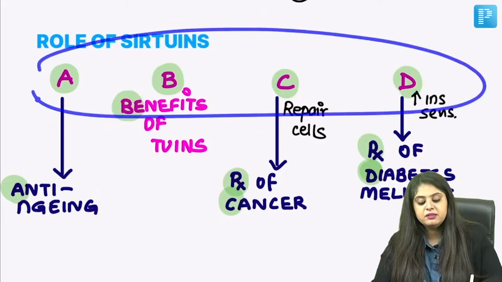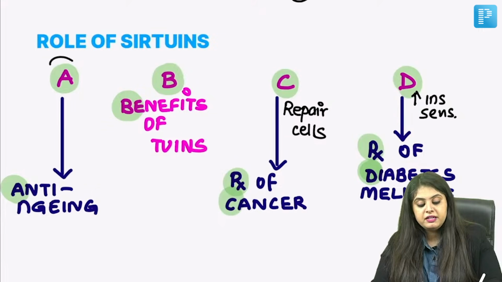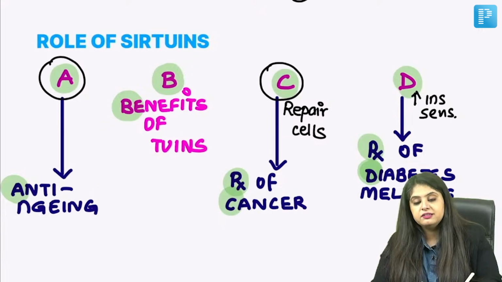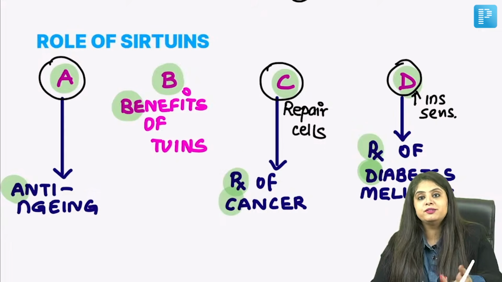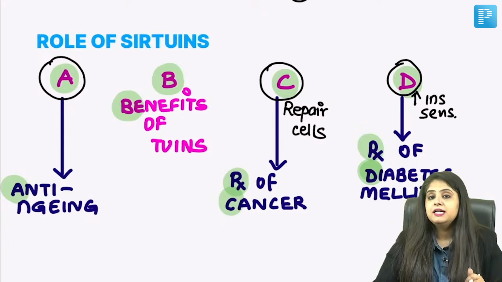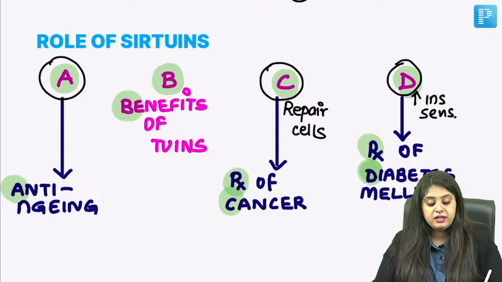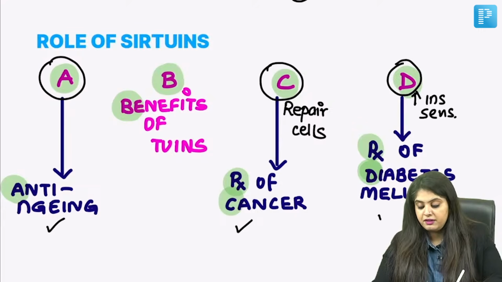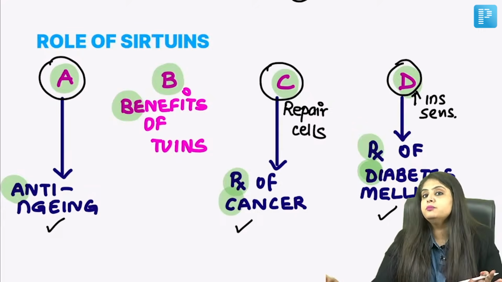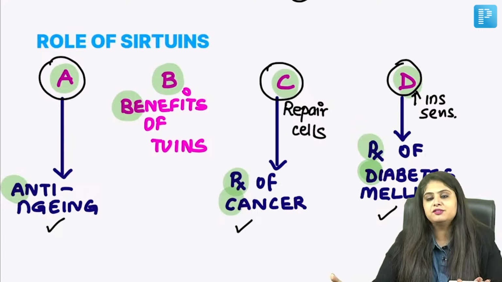So now tell me, what are the benefits of Sirtuins? Number 1, it will help in anti-aging. It will repair the cells, so it will be used in treatment of cancer. Number 4, it will help in insulin improvement, so it will be used in treatment of diabetes. The day someone comes up with the medicine of this wonder drug Sirtuin, person will live longer, will not have cancer, will not have diabetes. It is going to be the most breakthrough thing, but it will take many years to come because it's not that easy to make something like this.